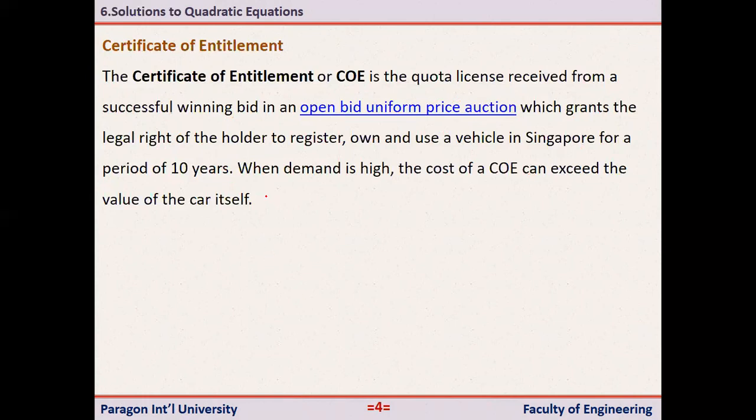So for example, if you want to buy a car or use a car in Singapore, you are allowed to use it for 10 years. You need to get this certificate of entitlement. How is it offered? It is offered through a kind of auction. They just raise the price, and whoever pays the maximum amount will get the certificate and can use it.